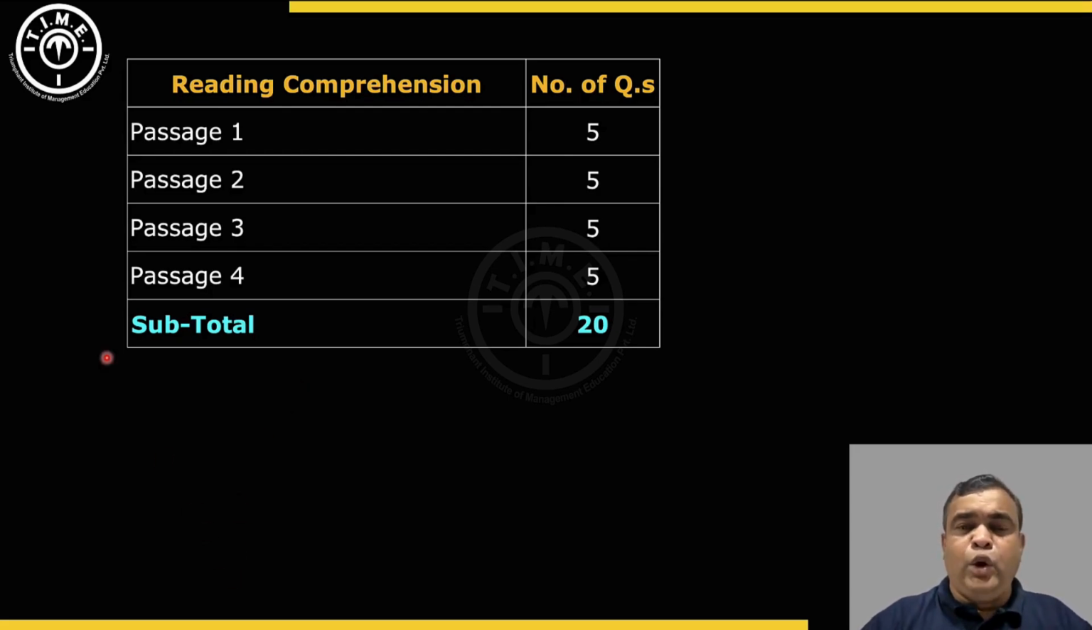Now if I look at the overall difficulty level of the paper, I will say it's an easy to moderate paper. Let's say somebody is a very well prepared student who has regularly attended the classes, understood the concepts well, practiced the questions well. He'll easily cross 150 plus genuine attempts.